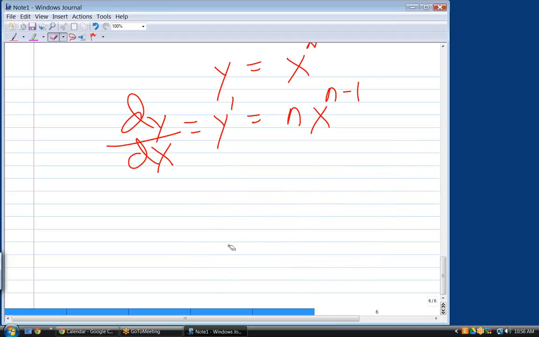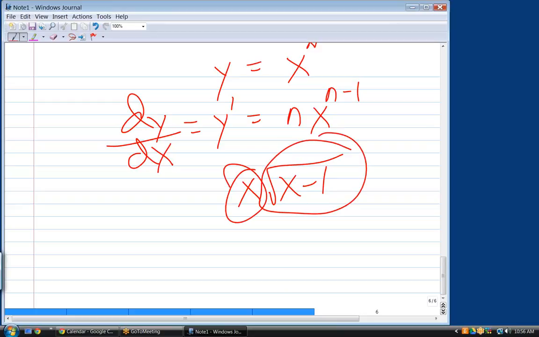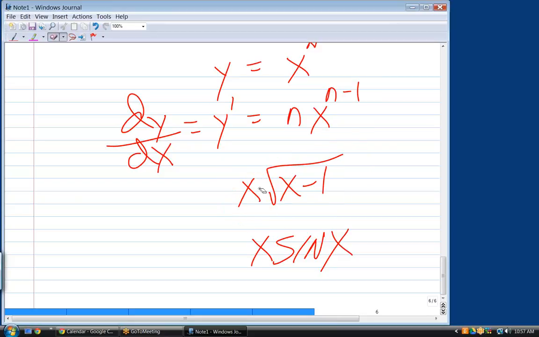It doesn't work as well when you're multiplying stuff together. If I am multiplying x times, say, the square root of x minus 1, I can't apply the power rule directly to that. I've got to use the product rule because I'm multiplying that function times that function. Or if I had x sine x, that's multiplication. So anytime you have 2 different functions being multiplied where you can't actually distribute it, then you have to use the product rule.